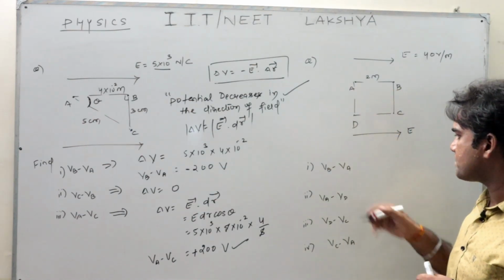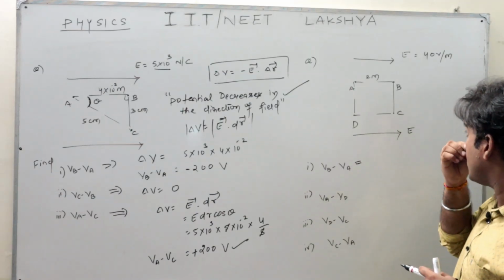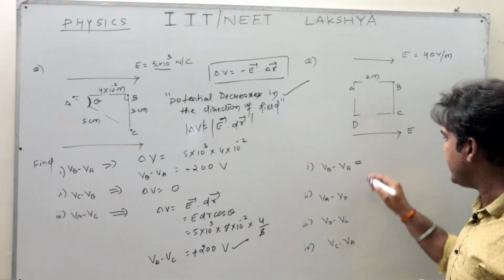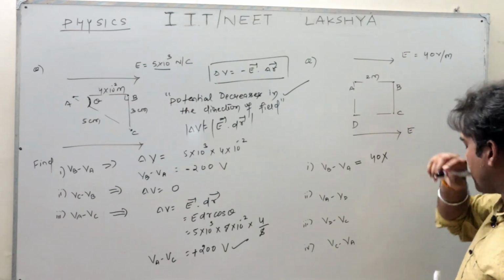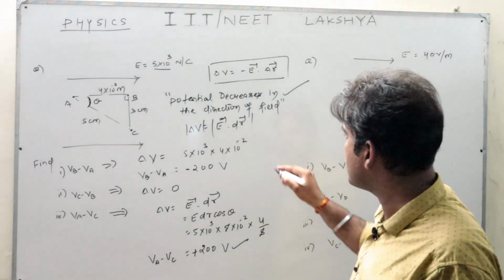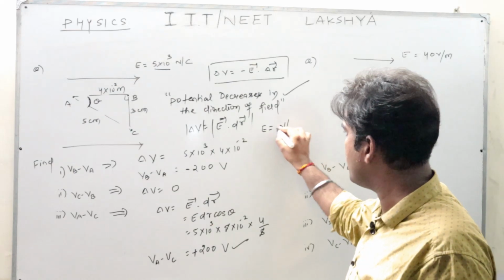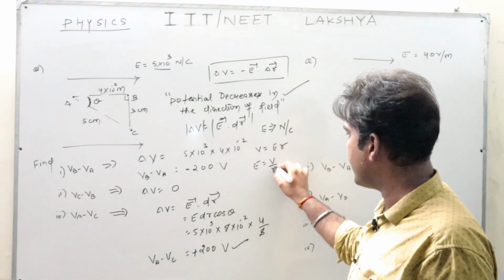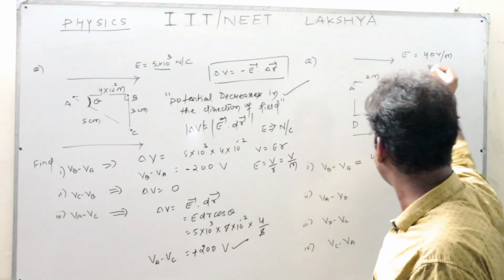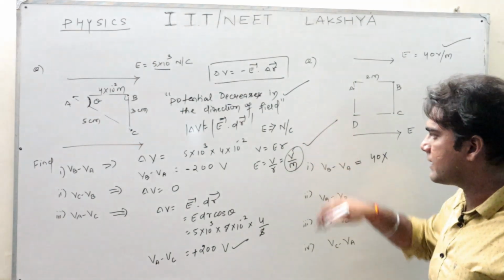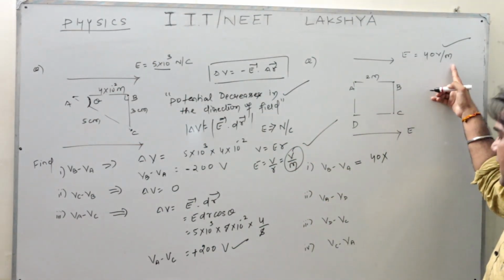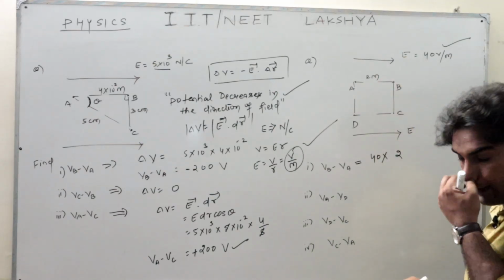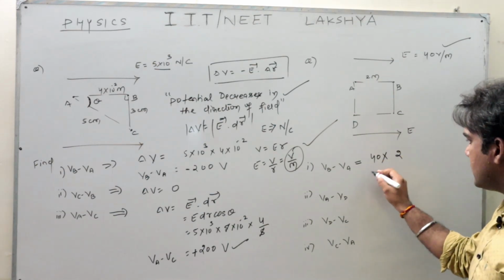VB minus VA. If you see carefully, this dr and electric field are in the same direction. So E dr cos 0. E is 40 volts per meter. That is another unit of electric field. Two units of electric field are there. One is newtons per coulomb, and now you know that V is equal to E into R. So E is V by R, which is volts per meter. So that is what they are using. Volts per meter is also an SI unit. So 40 into 2 is 80. So VB minus VA magnitude is 80.